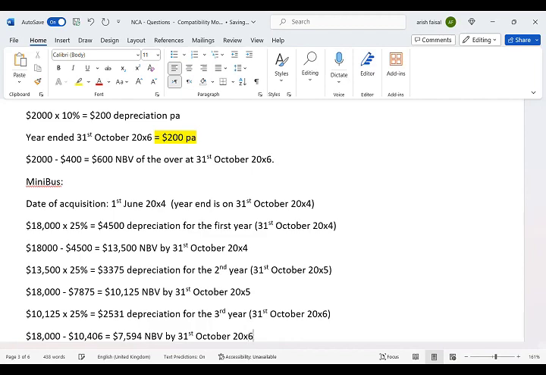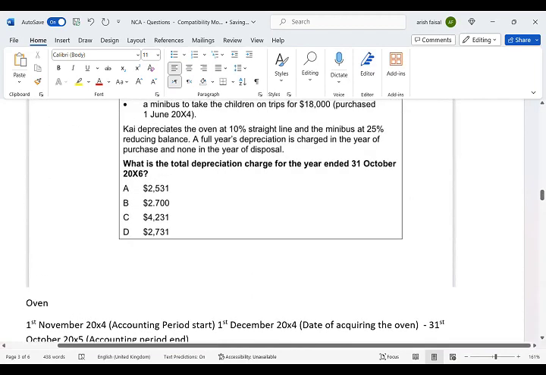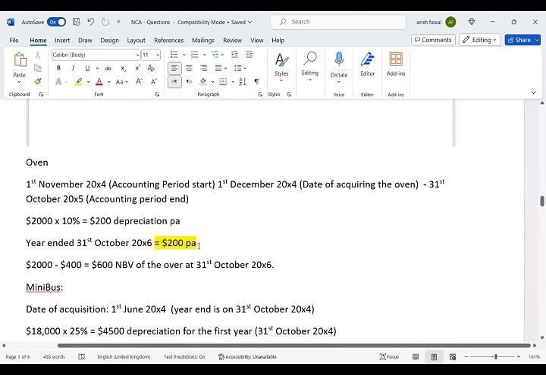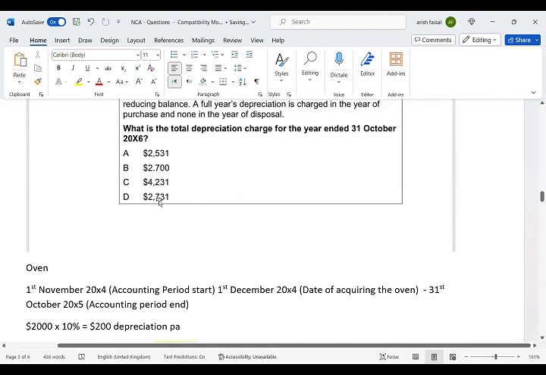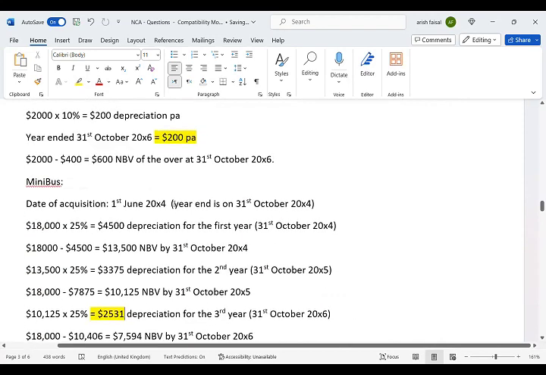Now, what the question asked you was to calculate the depreciation charge for the year ended 31st October 2016. So for the first asset we charge a depreciation of 200 every year, as it was the straight line method, but for this one we charge 2,531, and hence if you add them up you get a total of 2,731, and D would be your correct answer for this question.